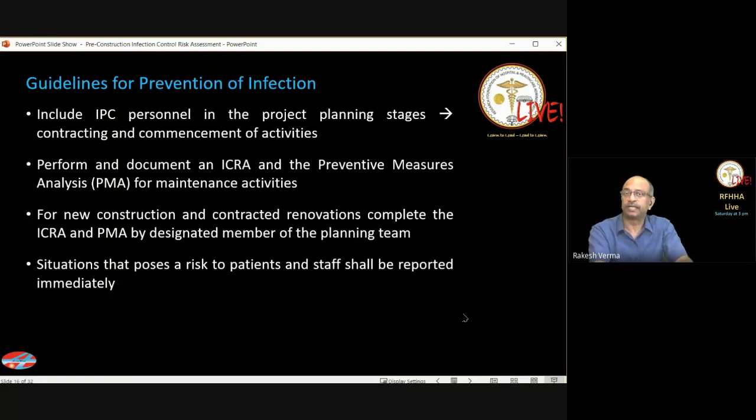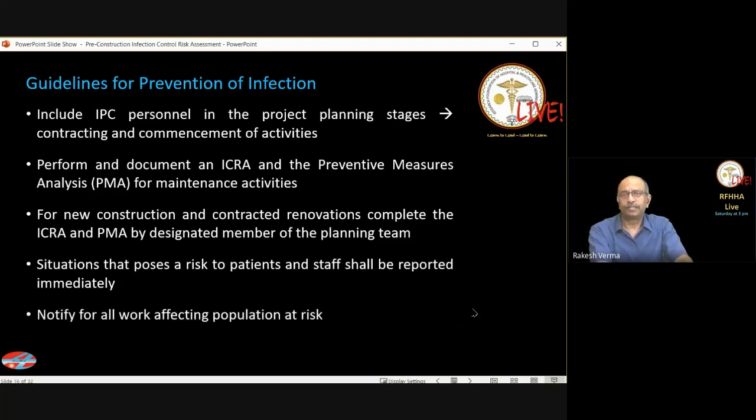Now, this will happen when the construction or the activity is going on, and if a healthcare provider or a doctor or a nurse or someone identifies a situation that poses a risk, that must be reported.